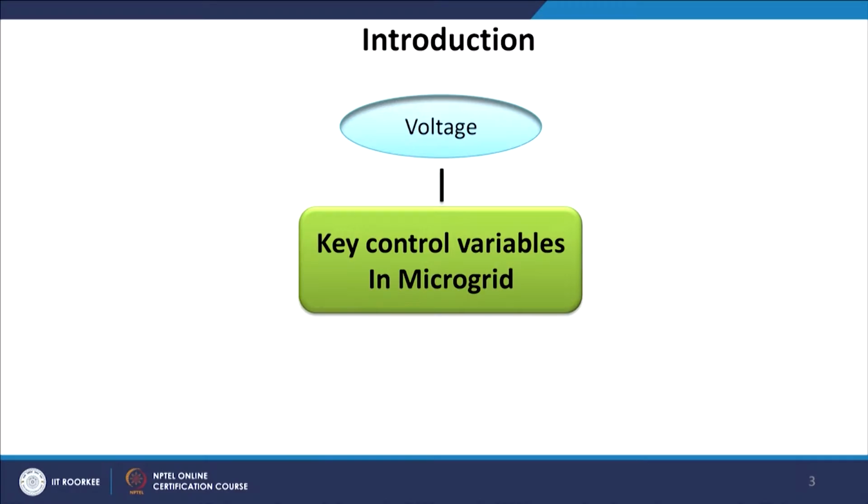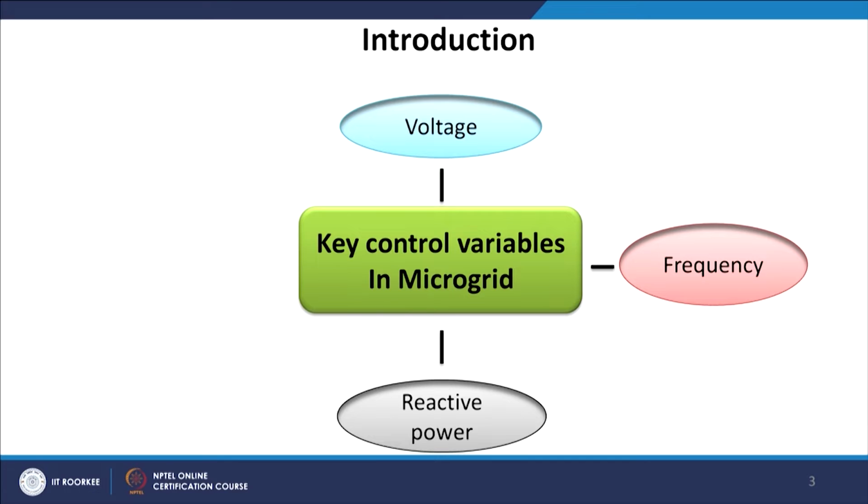Now, the major key control variables in a microgrid are voltage, frequency, reactive power and real power. So, as a whole, these 4 variables: real power, reactive power, frequency and voltage decide the overall key control variables of a microgrid.